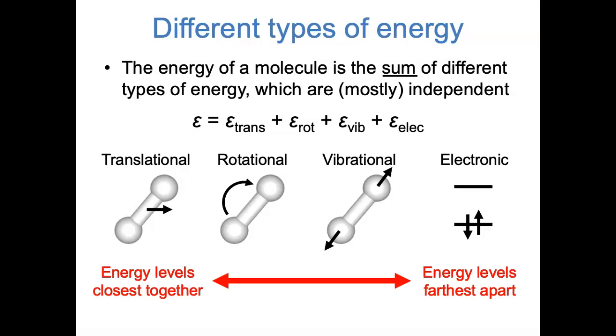For some perspective, I'll say that these energy levels are arranged on this slide from closest together on the left to farthest apart on the right. This is something that you might have already known to some extent. For example, rotational spectroscopy uses microwaves, vibrational spectroscopy uses infrared radiation, and electronic spectroscopy uses UV and visible radiation. So from left to right on this slide, it takes more and more energy to excite these quantized energy levels.